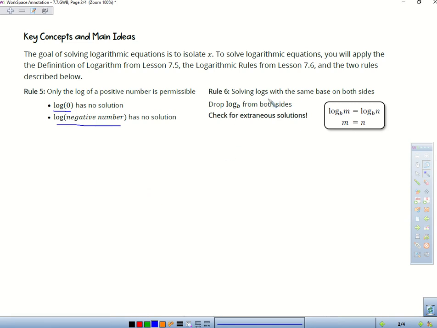And then the next rule is to solve logs with the same base on both sides by setting the insides of the log equal to each other, okay? And then checking for extraneous solutions. So we're going to practice all of that together.